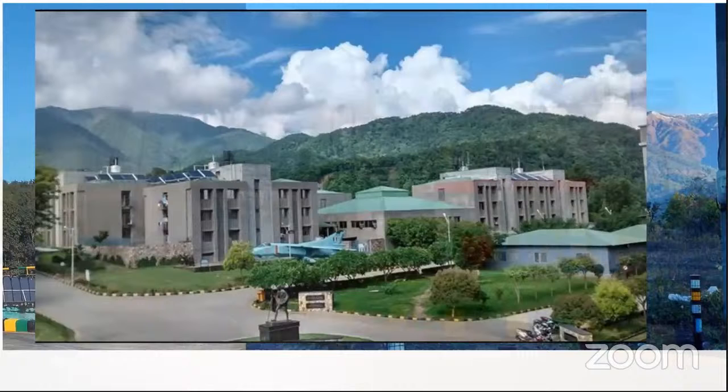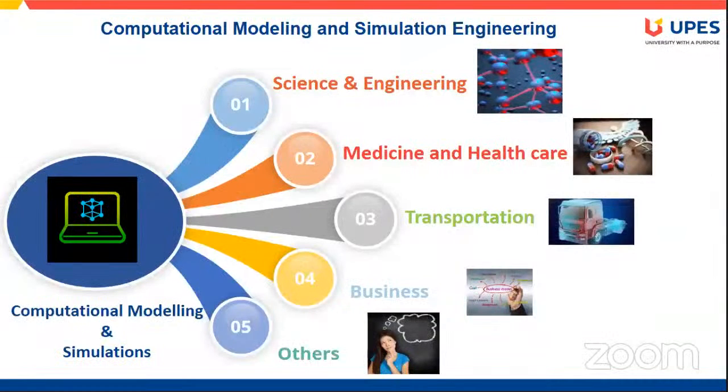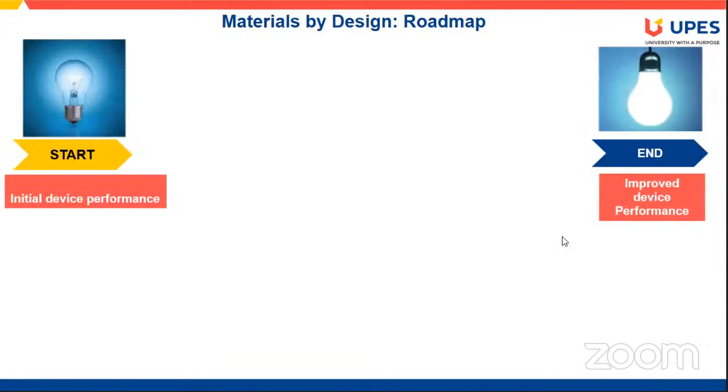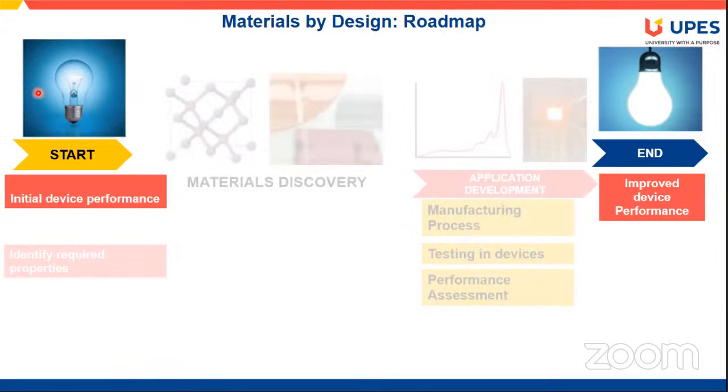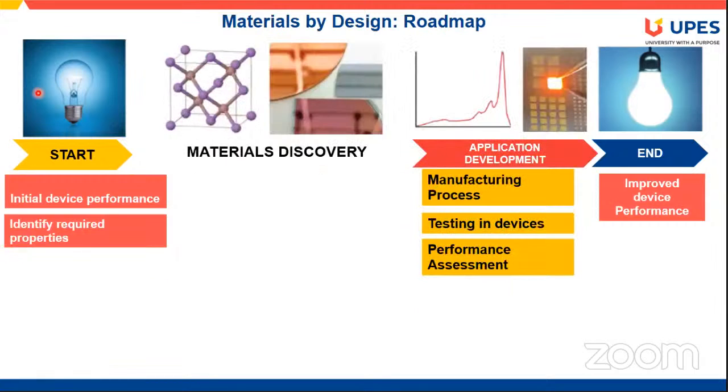We have applications of computational modeling and simulation in all the fields, actually. Not only in science and engineering, but in drug designing, in the transportation business, and others, which I haven't covered here in this slide. What we do, we have to start with some initial performance, and we have some target at the end. So we will do some material discovery, and we will measure some particular property specific for a particular design.